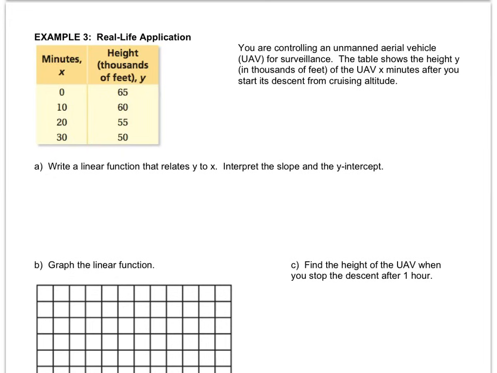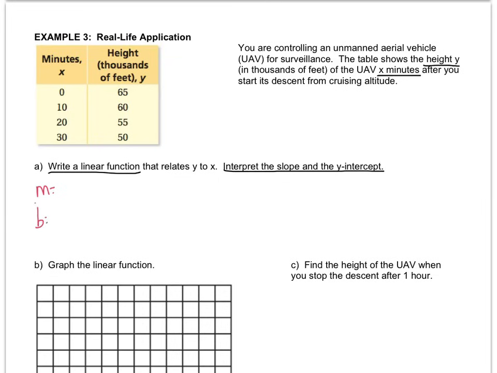You are controlling an unmanned aerial vehicle, or UAV, for surveillance. The table shows the height in thousands of feet of the UAV x minutes after you start its descent from cruising altitude. Letter A. Write a linear function that relates y to x. Interpret the slope and y-intercept. So, in order to write a linear function, I need the slope and the intercept, and then I have to interpret what they are.